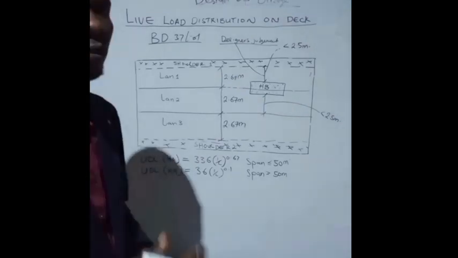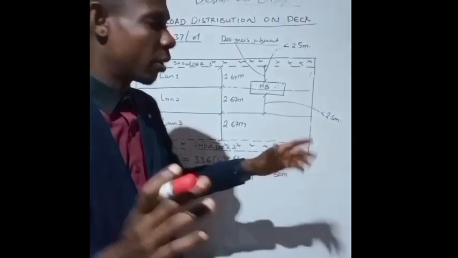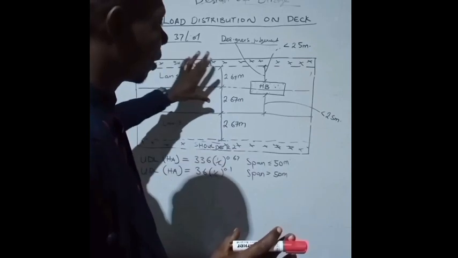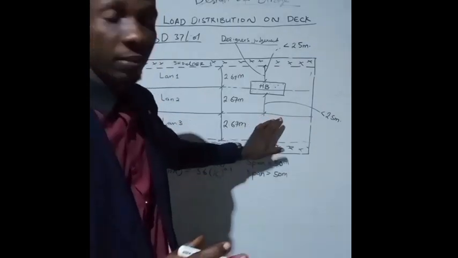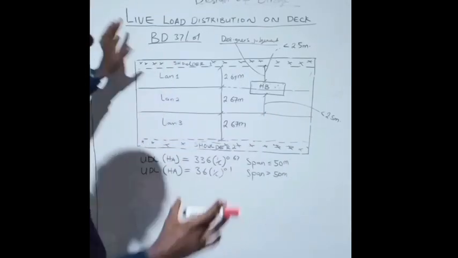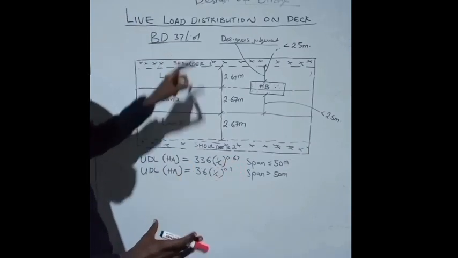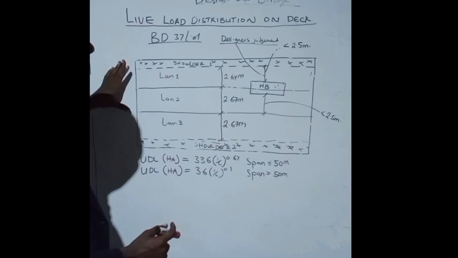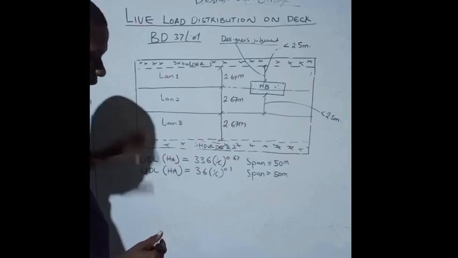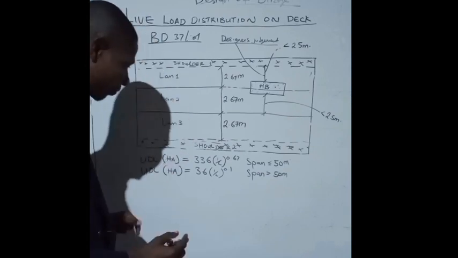All right, I was talking about the knife edge load, but before I go into that, let's just look at this diagram. I want to explain something about this diagram. First of all, we are looking at the bridge deck. I want us to look at it in the context of BD 37/01.